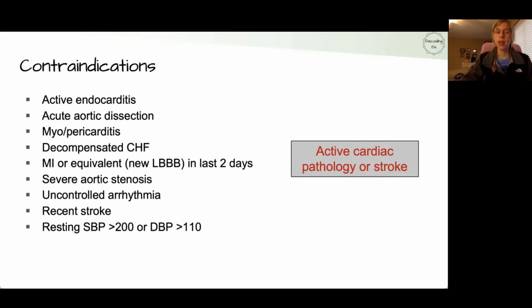There are many contraindications to stress tests, but these all boil down to your patient having either active cardiac pathology or a stroke. That makes intuitive sense. If your patient's heart is already stressed or has something going on with it, you're not going to want to put it under extra stress. And if they have a stroke going on, you don't want to compromise the blood flow to the brain.